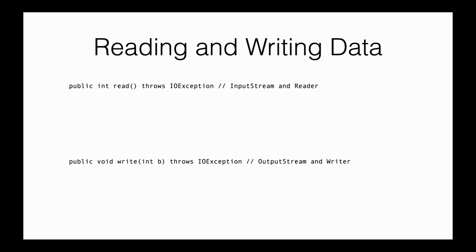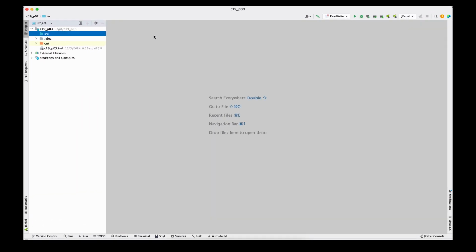Similar to read, we have a method called write. This method is present in the OutputStream and Writer abstract classes. This method takes an integer in. So whatever you pass in will be written into the file. Now let's jump into IntelliJ and look into an example.